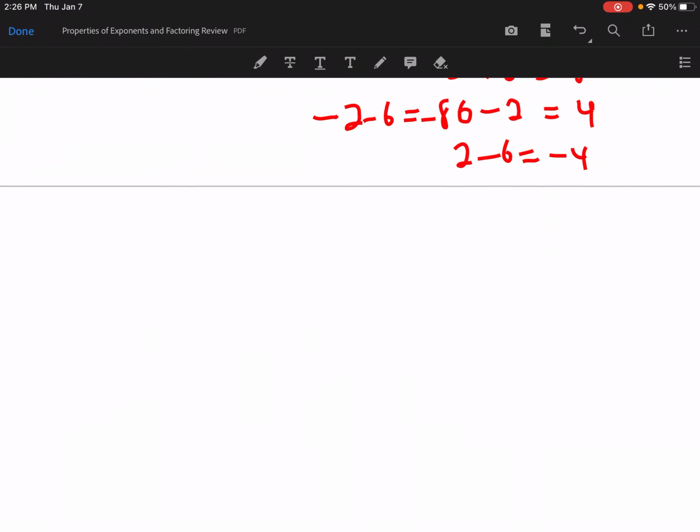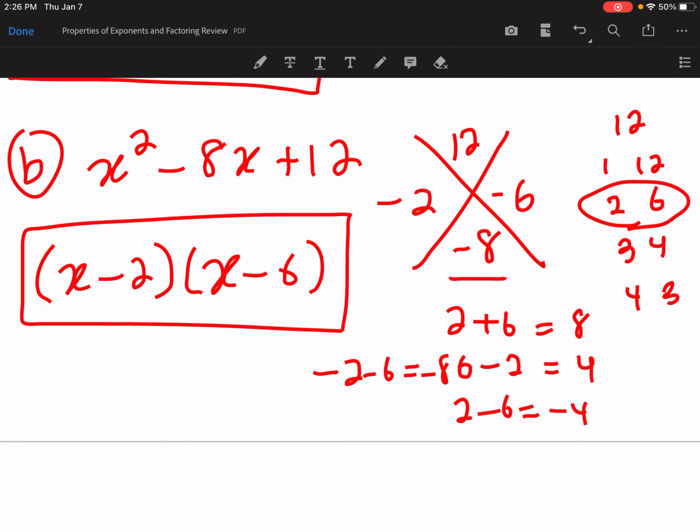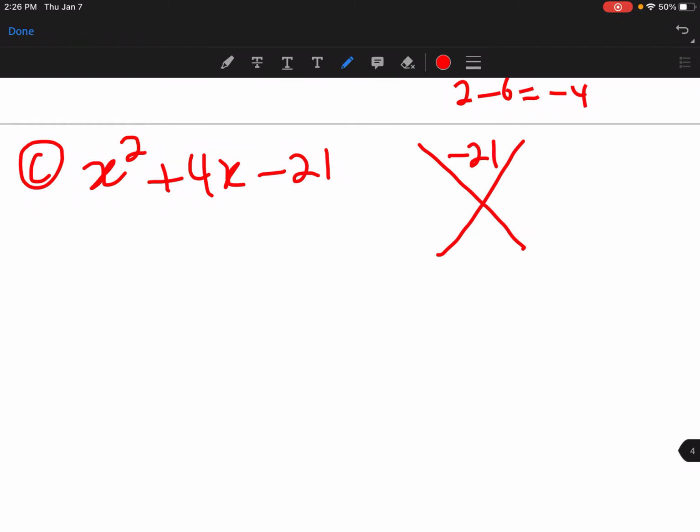All right, let's keep on going with the next example. What if I have x squared plus 4x minus 21? This time my C is negative, so here is negative 21 and 4. Let's look for some factors of 21. I can do 1 times 21. I cannot do 2. 3 times 7 is 21. 7 times 3 is the same thing.